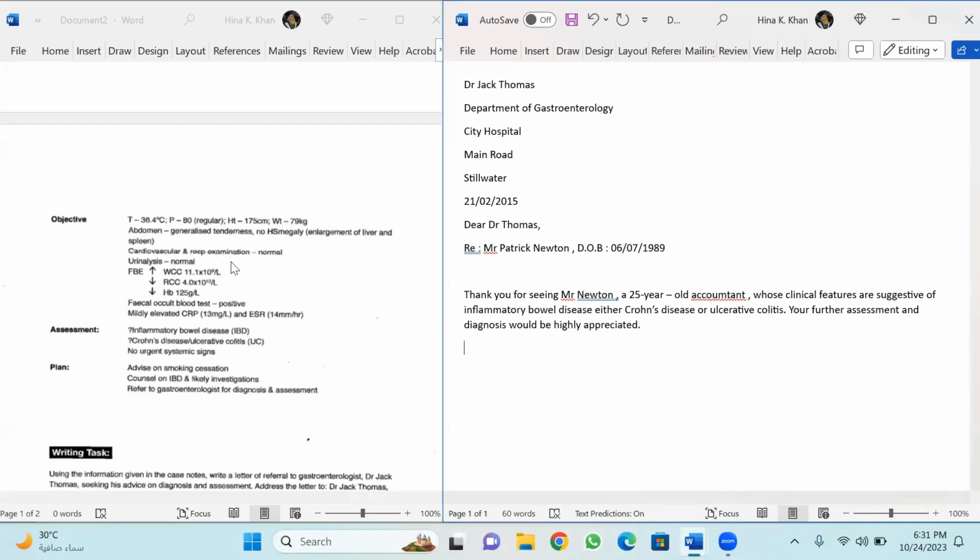Cardiovascular, okay, fine. Urine, we will just mention this. Positive fecal blood, we will mention this. Mildly elevated inflammatory markers, okay, fine.